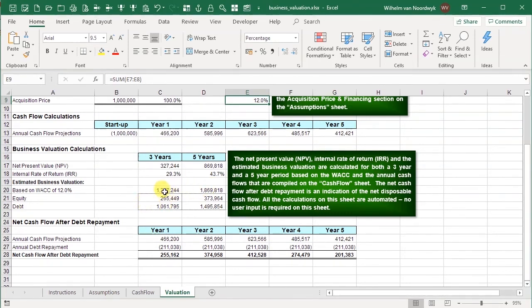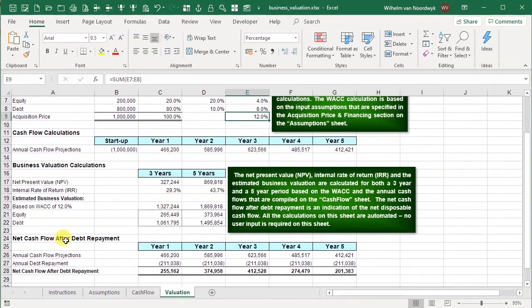You can then play around with how that will influence your financing of the debt or equity, and the price in terms of the acquisition price that we entered. So we can go and change that and see how it influences our calculations. We also, at the bottom, just include a net cash flow after debt repayment. So that's just to give you an indication that if you have a loan of 800,000, how much cash flow you would have left after servicing the loan.